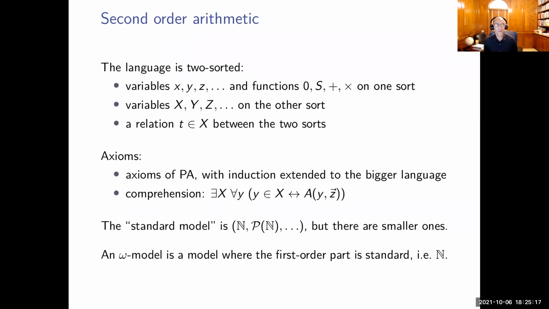Anyhow, second order arithmetic. So in addition to variables ranging over natural numbers, you have variables over sets, and you can say that something is an element of the set. You have induction extended to the bigger language. Now you can quantify over sets as well as numbers. And there's a comprehension principle that says that every formula defines a set. So the standard model is just, you have the natural numbers and the collection of all subsets of natural numbers. So that's full second order arithmetic.